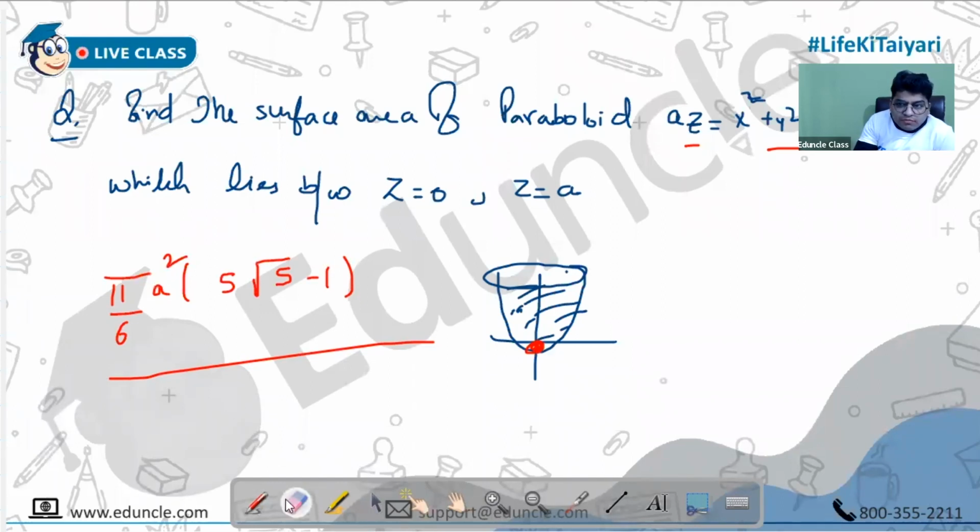In the answer, a square has not come. The answer is given only as a. I think there is some mistake in the answer. The answer must have a or a square. Why is a given in the answer? If we take 0 to a, let us check. I think the answer must be a square, but my answer is only a, so the answer is a square. See, now the point is clear.